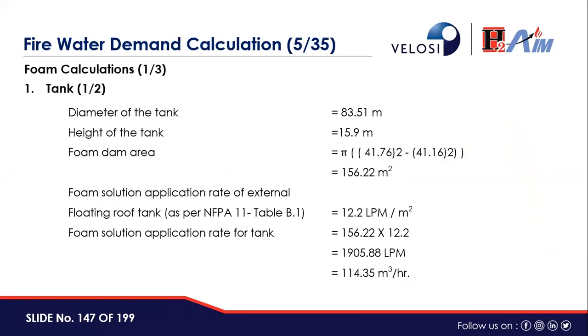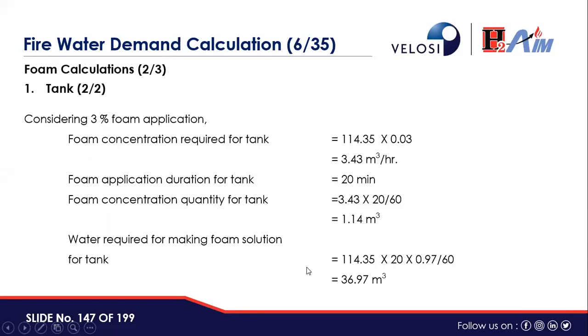So now we are calculating the foam calculations for the tank. The diameter of the tank was 83.51 meters. This was the height, and we can calculate the area by this formula. Foam solution application rate of the external floating roof tank as per NFPA 11 table B.1 is 12.2. For the foam solution application rate for the tank, we multiply the area with this factor, 12.2. We can get this value, and we can convert this into cubic meter per hour. So it is 114.35 cubic meter per hour, the foam solution application rate of the tank.